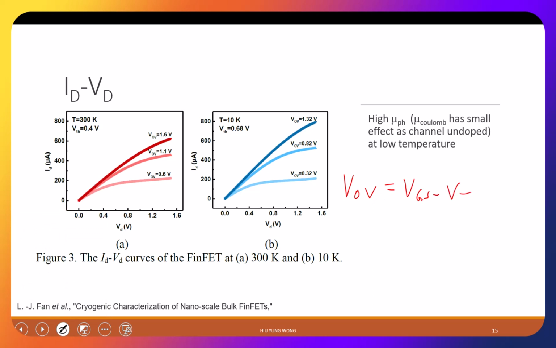VGS minus VT, right? So this is what type of curve? IDVD or IDVG? IDVD, right? So each of these has a given VG. VG equal to this, VG minus VT equal to this, right? So at 300 Kelvin, you have this, and then for 10 Kelvin, you have this. You do see an increase in the current.